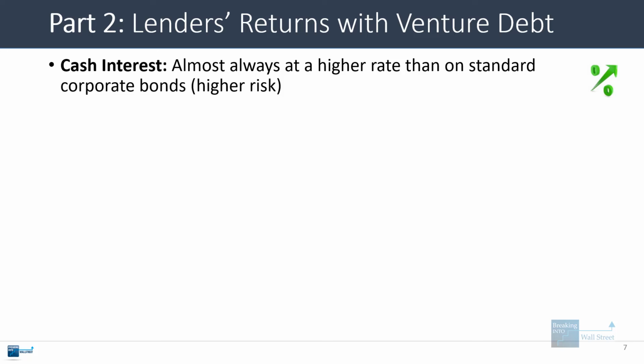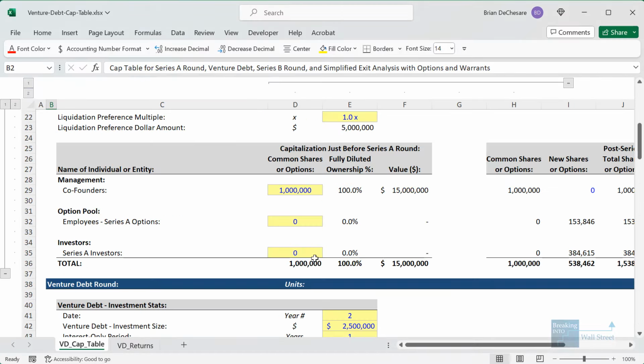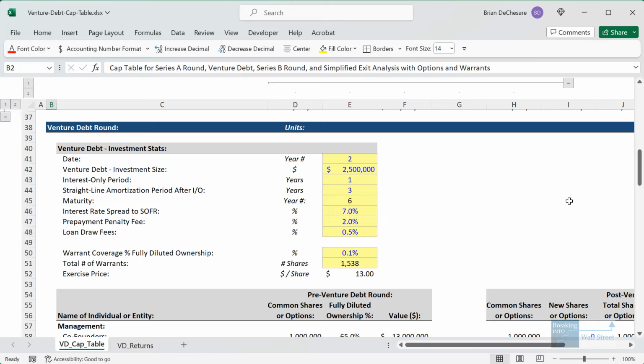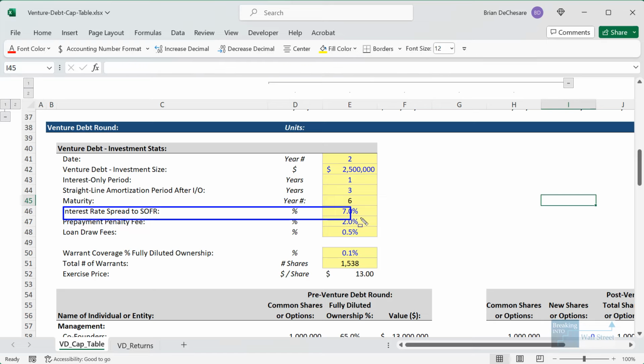So lenders can earn returns with venture debt in several different ways. There's the cash interest first off, and as I stated before, this is almost always higher than the rate on a standard corporate bond. So if we go back to our venture debt Excel file here and go down to the venture debt round after the Series A, here the interest rate spread is 7% to the benchmark rate. So this might be 10%, 11%, 12% in the current environment. This is quite a bit higher than what you'd expect to see on a corporate bond for Microsoft or Apple or some other company like that.